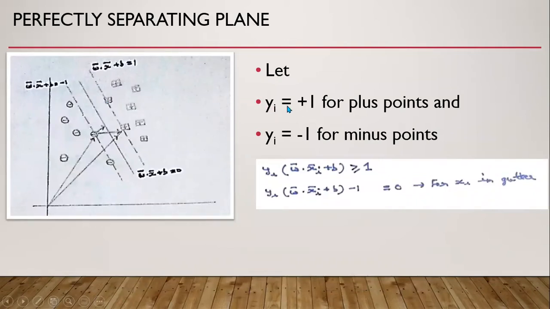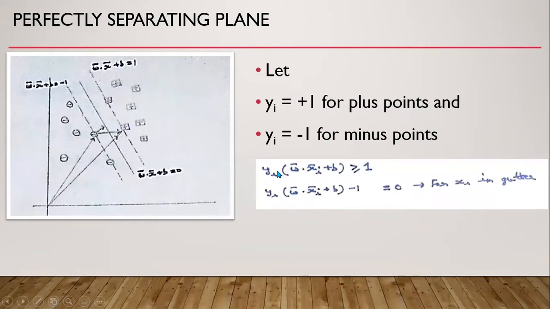If yi is equal to +1 for samples which are plus, and yi is equal to -1 for samples which are minus, then yi multiplied by the dot product of w and xi plus b is more than or equal to 1, because this hyperplane is the dot product of these two vectors plus b equal to 0, and this vector w is perpendicular to our hyperplane, which is perfectly separating these two groups of points, and b is the offset.